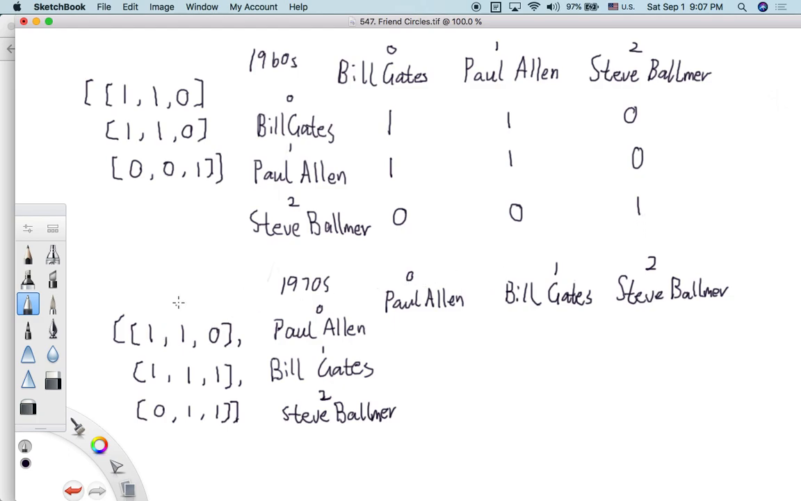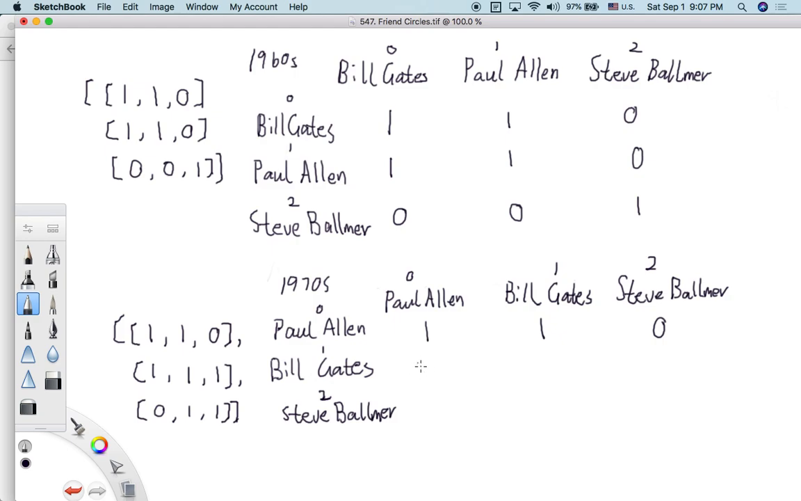And then come to the 1970s, so this matrix changes. Paul Allen is still a friend of himself, and Paul Allen has been a friend of Bill Gates for a long time, so they are still marked 1. And Paul Allen at that time still didn't know Steve Ballmer.